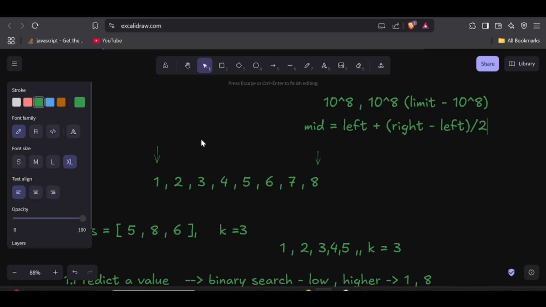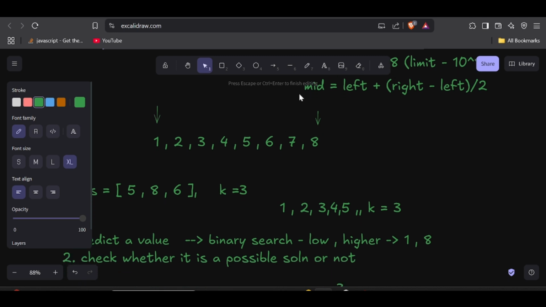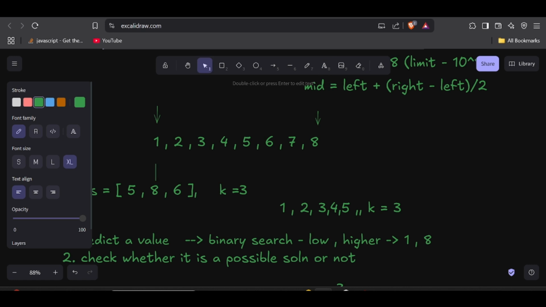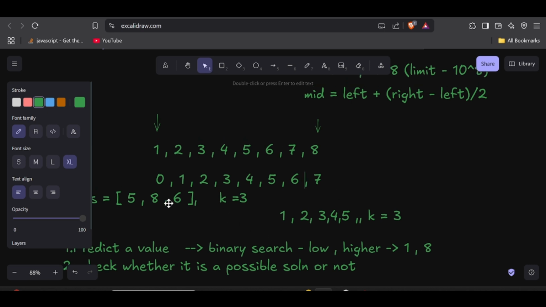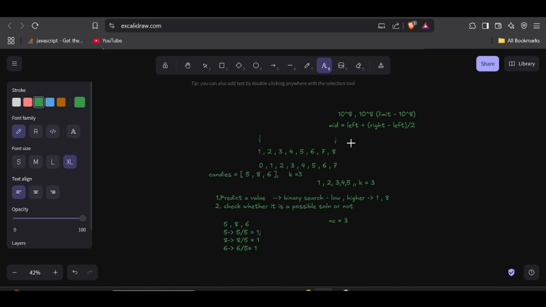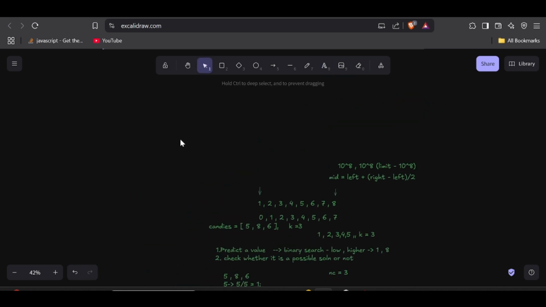So in this question, first of all, let's give it the indexing. So see how it is working. We know it is 0 index, 1 index, 2 index, 3, 4, 5, 6, and 7. So I know the left value is 0 and the right value is 7. So what will be my mid? Let's do one thing first of all.